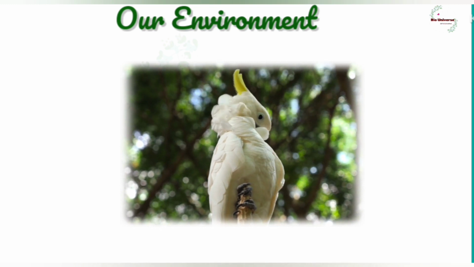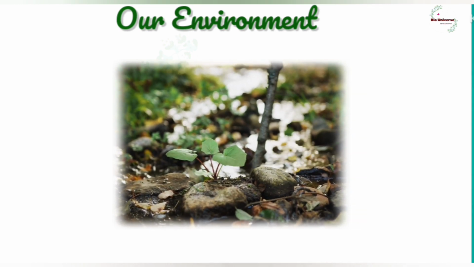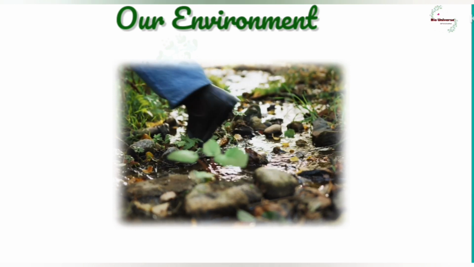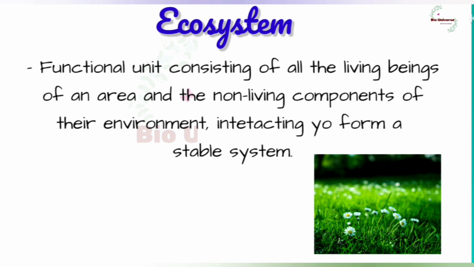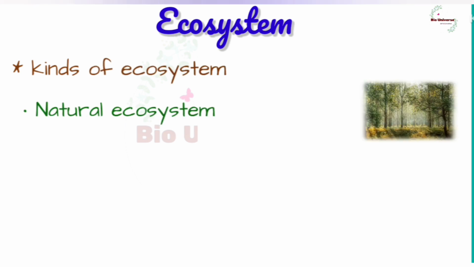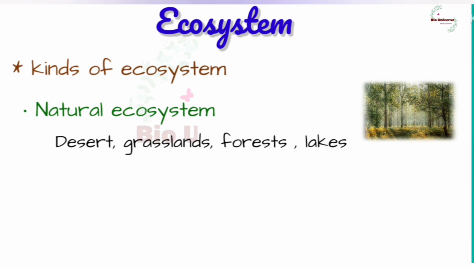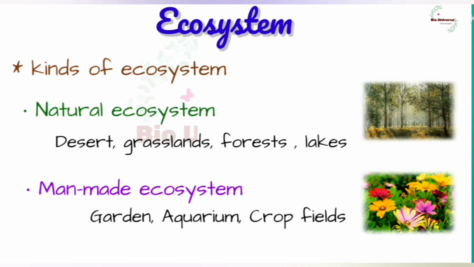So, nature has provided functional units in which different organisms of a given area can live and interact among themselves and with their surroundings. An ecosystem is a functional unit consisting of all the living beings of an area and the non-living components of the environment interacting to form a stable system. There are different kinds of ecosystem. They can be natural ecosystems such as deserts, grasslands, forests and lakes, or man-made or artificial ecosystems such as gardens, aquariums and crop fields.